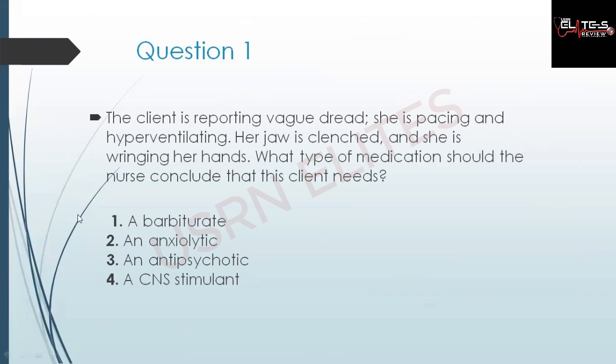So my first question here, let's see how we can relate. The client is reporting vague dread. She is pacing and hyperventilating. Her jaw is clenched. So this one is from the antipsychotics. These questions are coming from what we ended with last week, then with what we've done today. Okay, so her jaw is clenched.